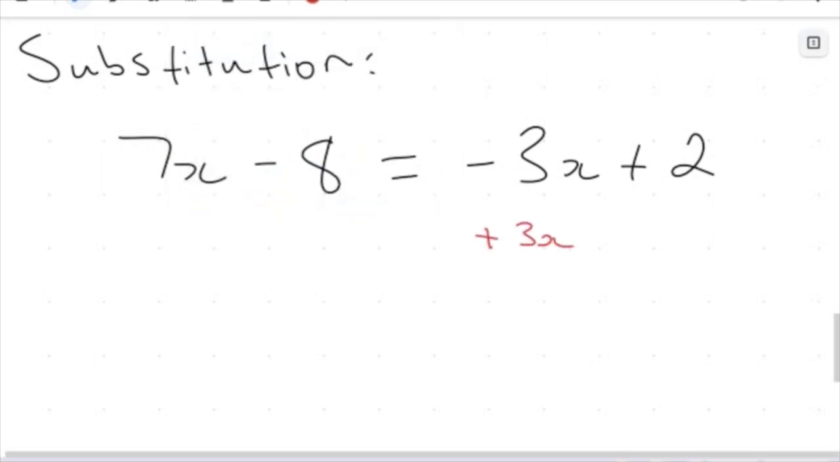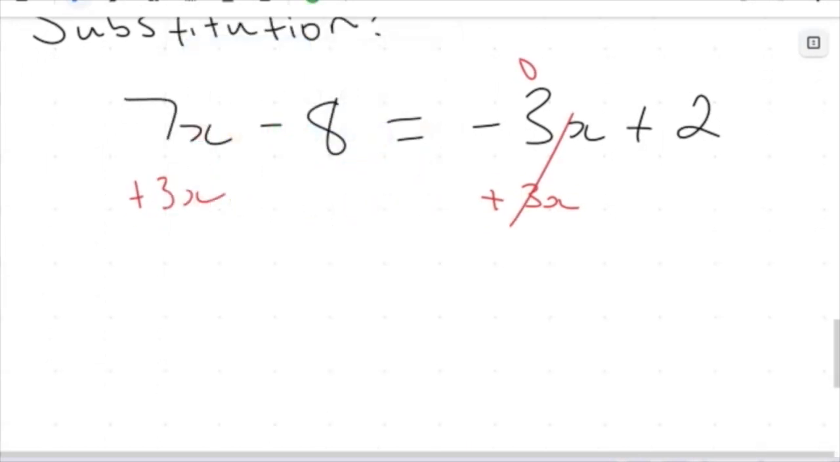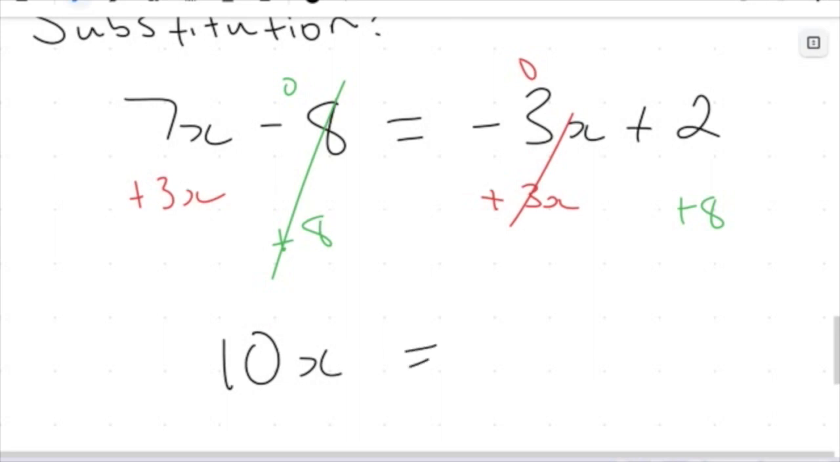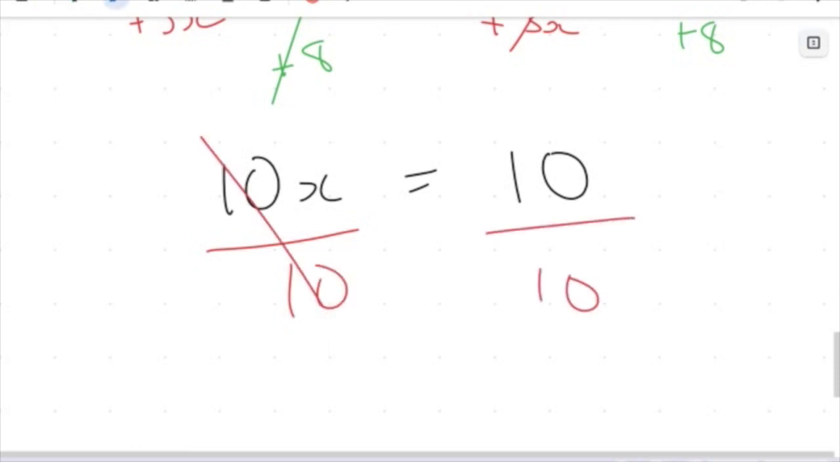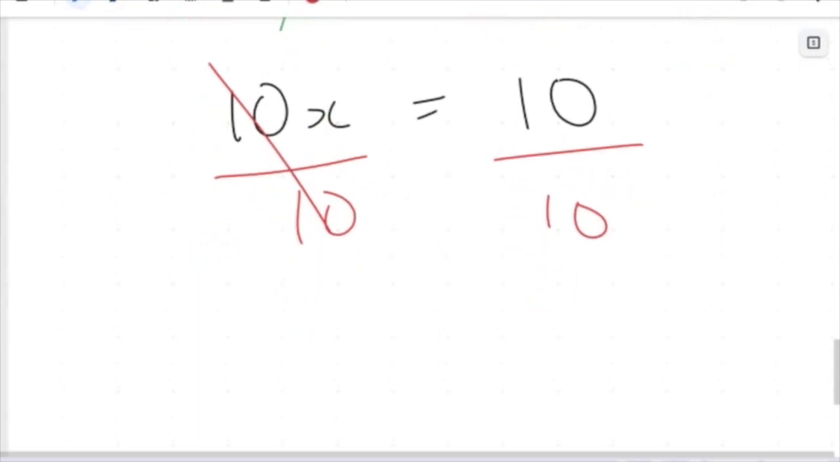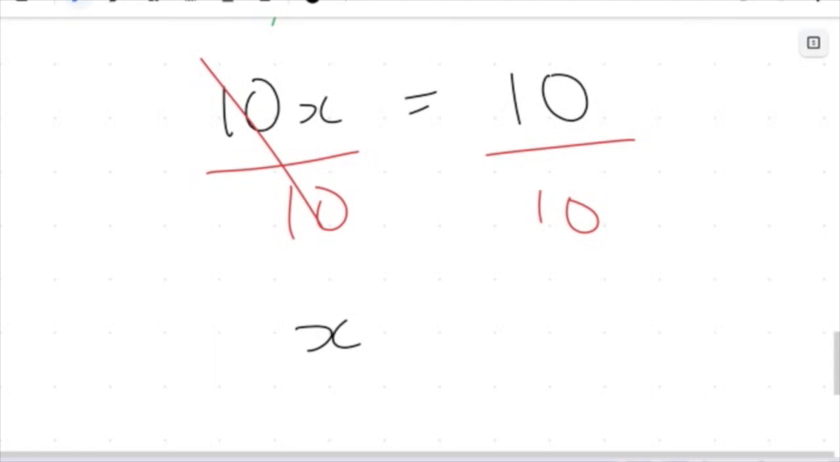I want to add 3x to both sides here to group the x's together. And I want to add the 8's to both sides to group the regular numbers together. So on my left-hand side, I get 7x plus 3x. That gives me 10x. And on the right-hand side, I have 2 plus 8, which gives me 10. And now, finally, I have 10 times x here. I want to divide both sides by 10 to undo this multiplication of 10 with x on the left-hand side. And I wind up with x equals 10 divided by 10. That gives me 1.